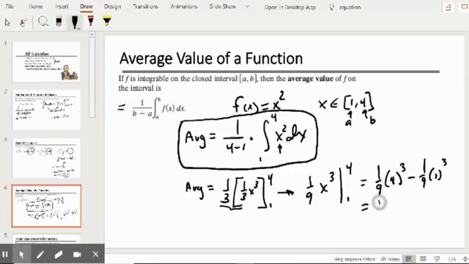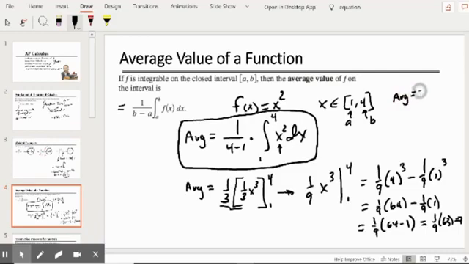So 1/9 times 64 minus 1/9 times 1. If we factor out the 1/9, we get 64 minus 1, which is 1/9 times 63, which is 7. So the average value of x squared on the interval from x equals 1 to x equals 4 is 7.